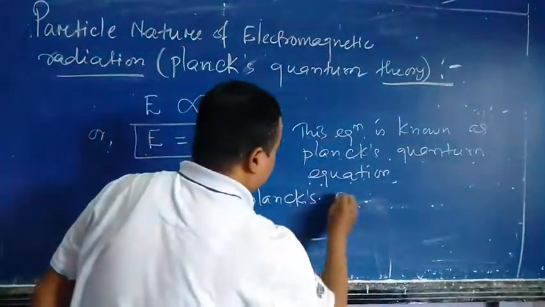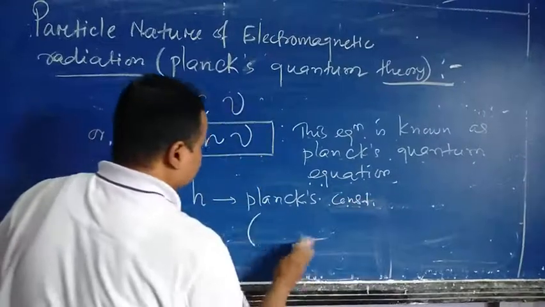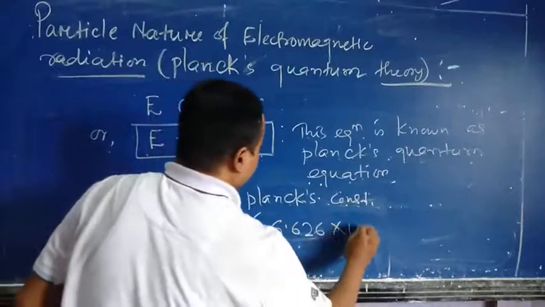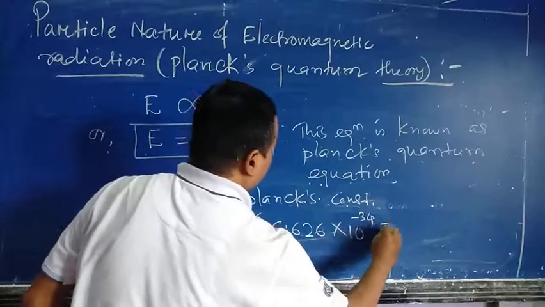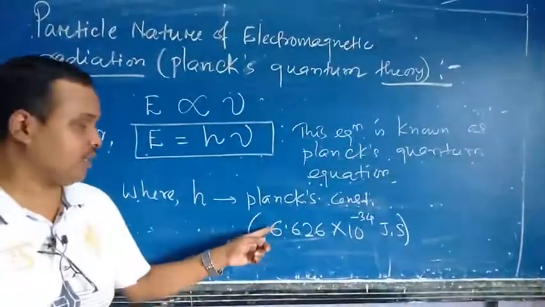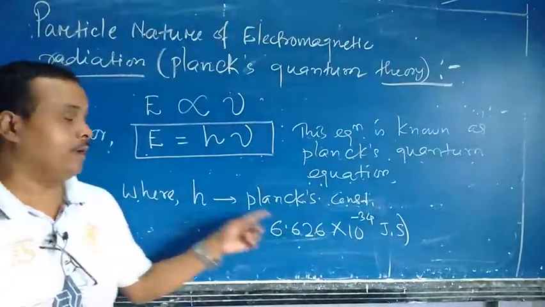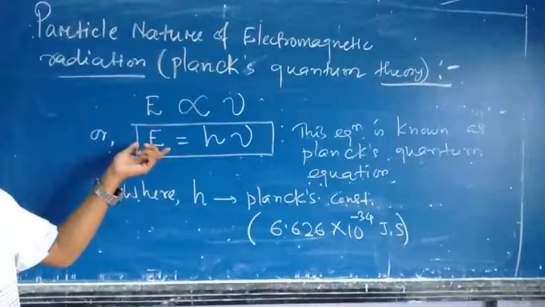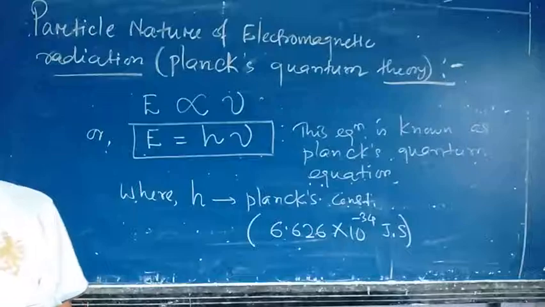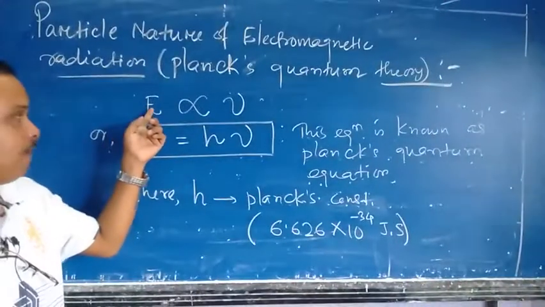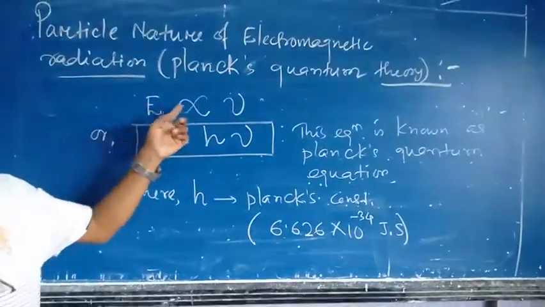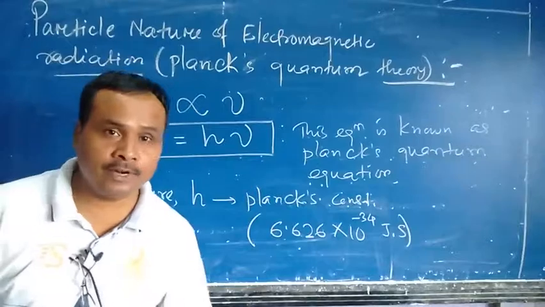The value of Planck's constant is 6.626 into 10 to the power minus 34 joule second. This is the value of Planck's constant h, and you have to remember it. So what is the name of this equation? Planck's quantum equation. According to Planck's quantum theory, the energy E associated with a quantum of radiation is directly proportional to the frequency of the radiation.